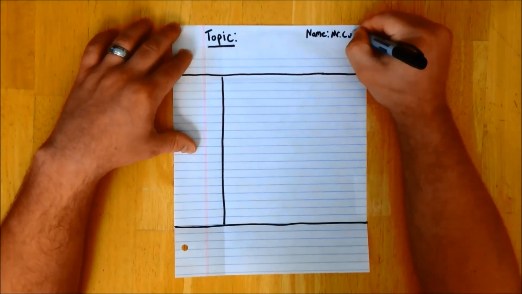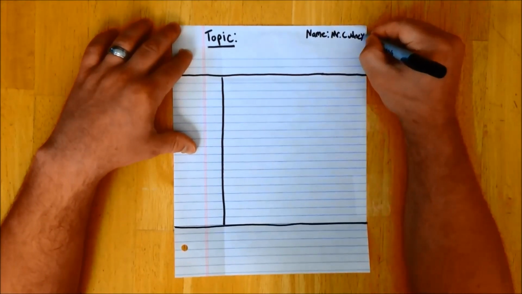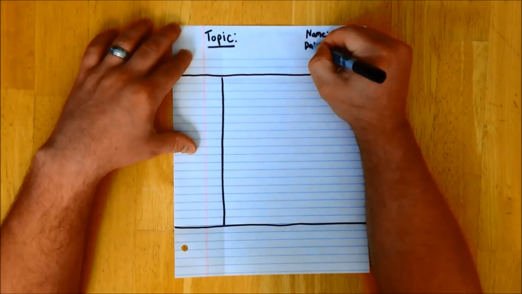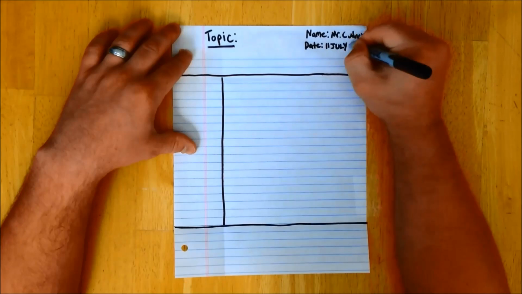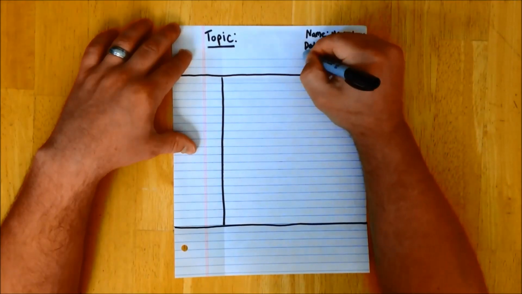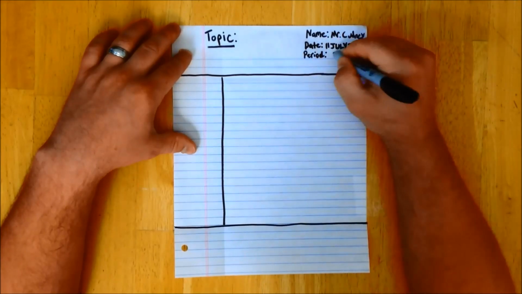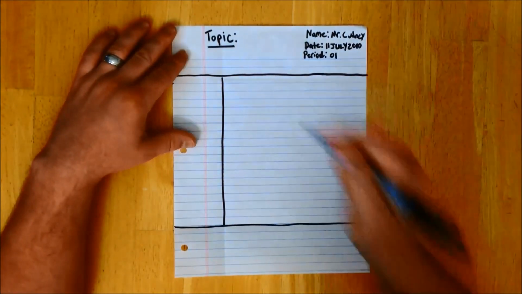Next, you want to put in your name, date, and the period. Your name is there so that your teacher can return your notes to you after giving you feedback, or if your paper were ever lost, someone could find it and return it to you. Next, you want to put in the date. The date is there so that you know exactly when you took these notes.